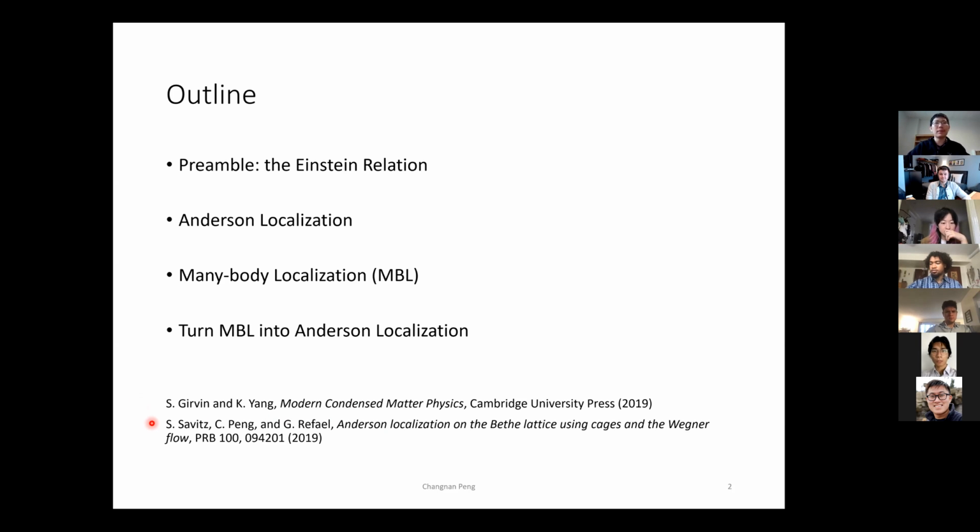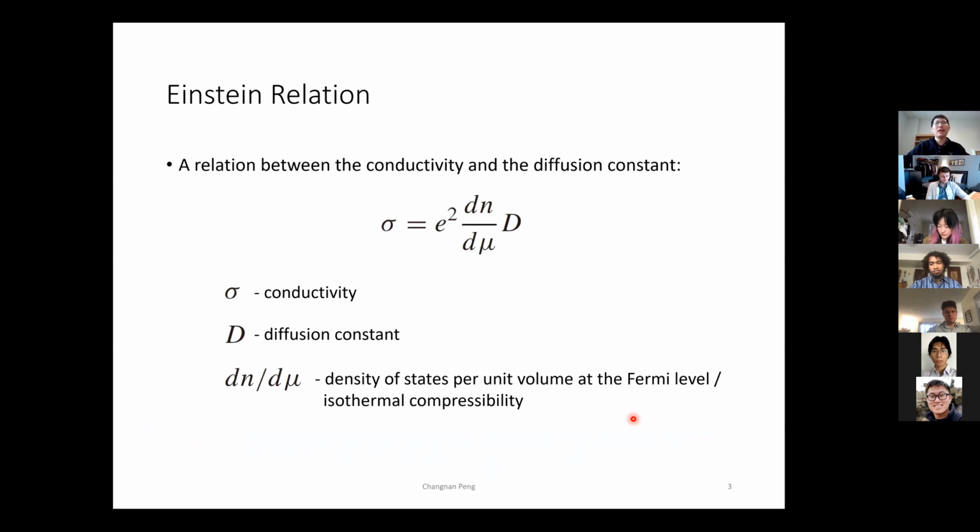And here's the paper that I made from that undergraduate project. The title is Anderson Localization on the Bethe Lattice using cages and the Wegner flow. From the title, maybe you can imagine it will be a bit technical in the second part. This project was made with Samuel Savitz and Professor Huse. So let's start the story.